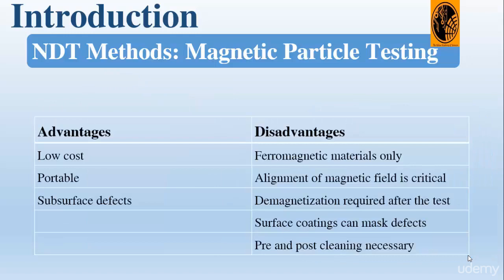And here also, the advantages of this technique are that it is a low-cost and portable technique, and it gives indication of subsurface defects. The limitations: the specimen should be made of ferromagnetic material. The alignment of the magnetic field is very critical, and demagnetization is required after the test, and also surface coating can mask defects, and we also need to clean the specimen before and after the test.